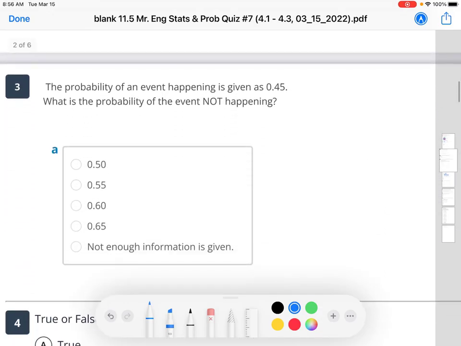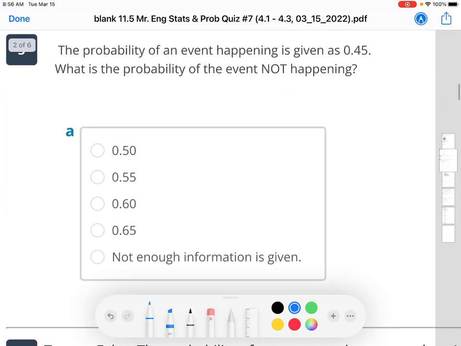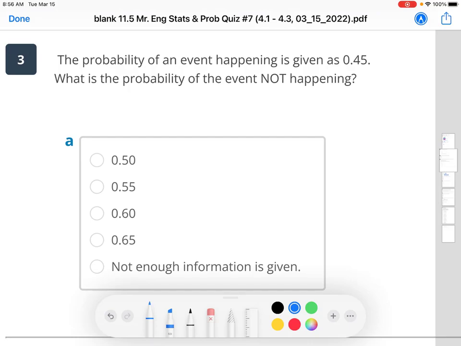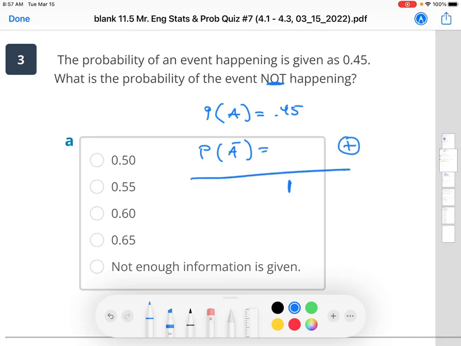Question number 3, the probability of an event happening is 0.45. So let's call this probability of event A is 0.45. What's the probability that it does not happen? So not happening, remember these have to add up to be 1. So this would have to be 0.55. So that would be this choice right here.